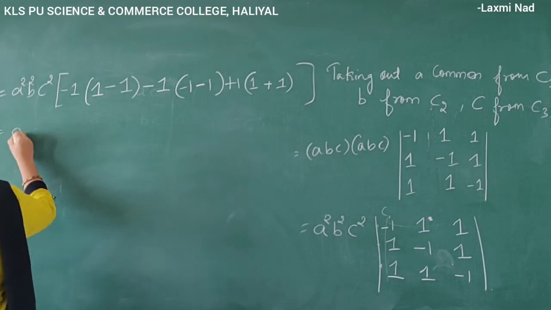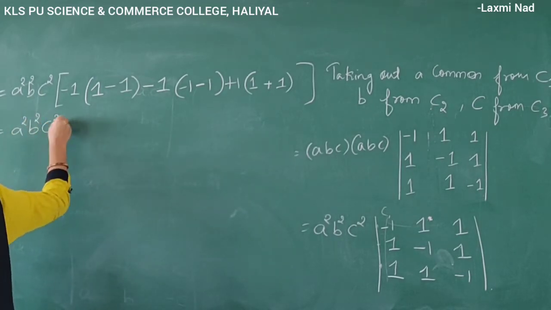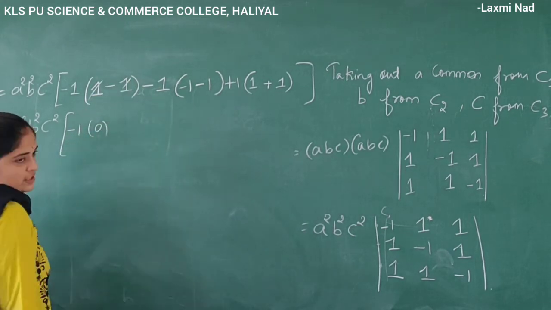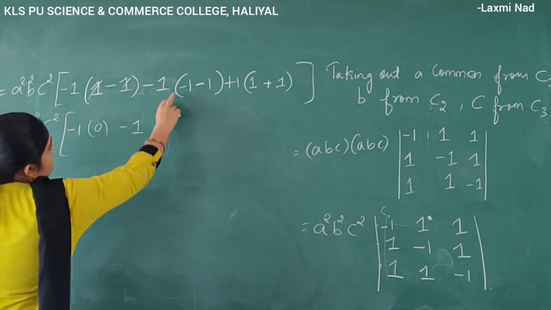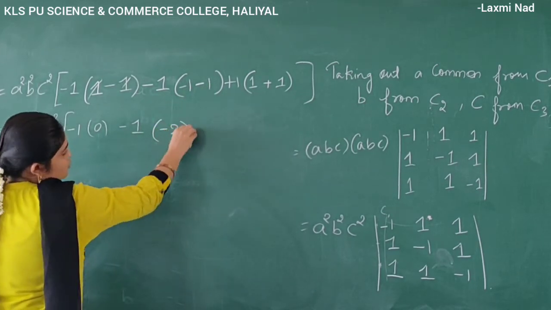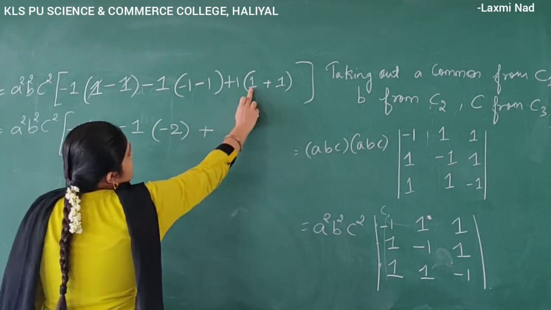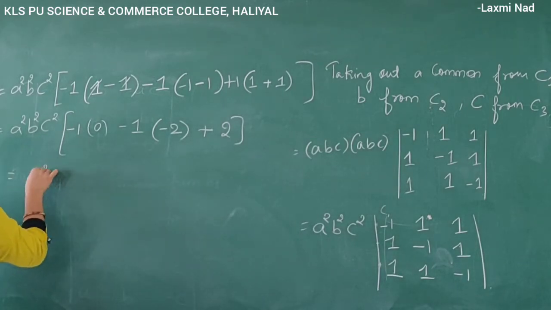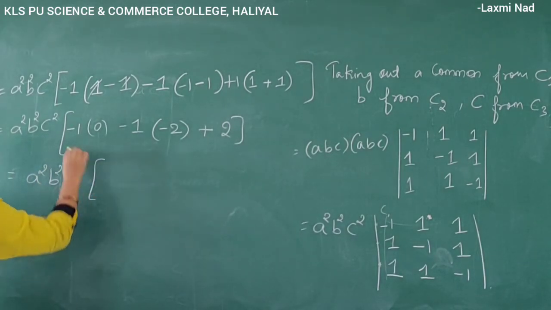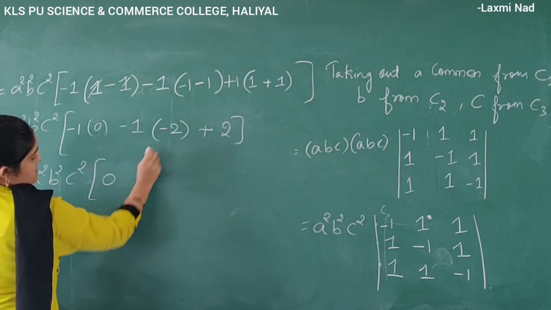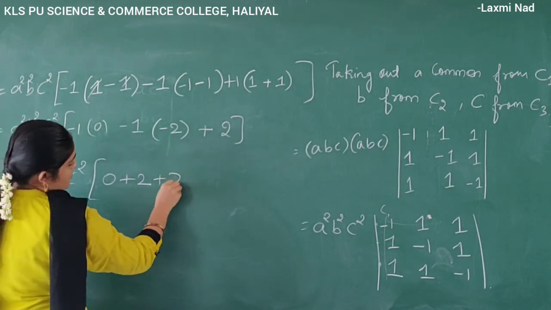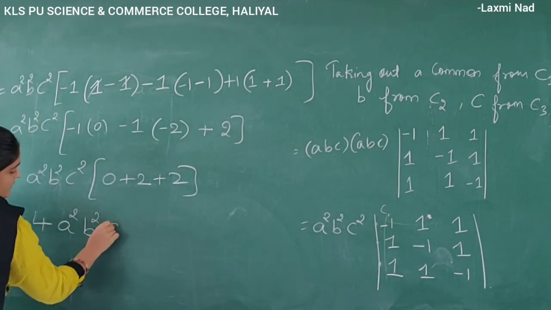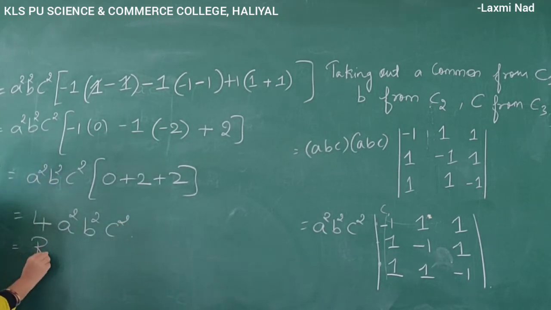If you simplify this, you will get: minus 1 plus 1 minus 1, so here you are left with 0, and here minus 1 minus 1 becomes minus 2, and here plus 1 is 2, and 2 into 1 is 2. So lastly you will get c square. 0 and anything is 0. Minus minus becomes plus. So 2 plus 2 becomes 4 a square b square c square. This is equal to the RHS.